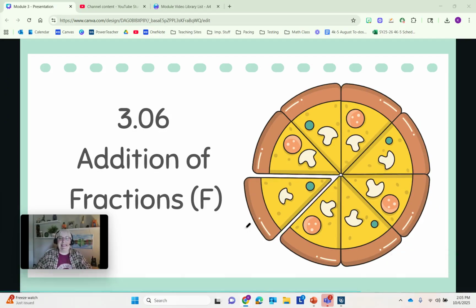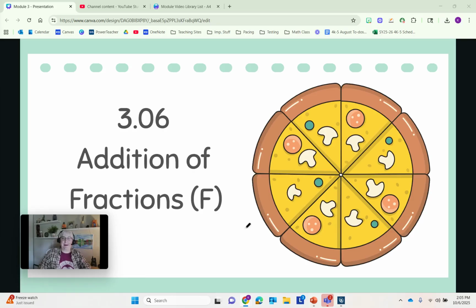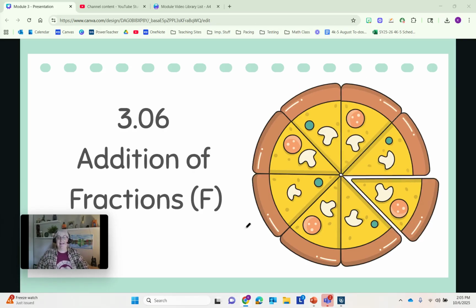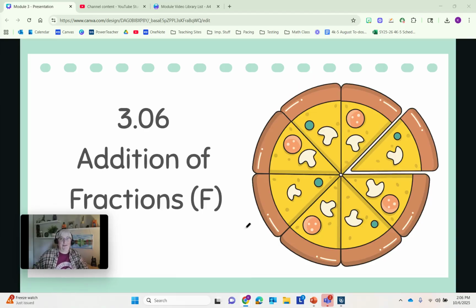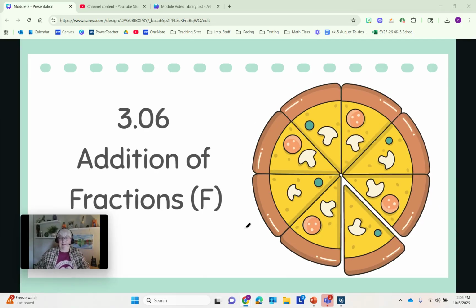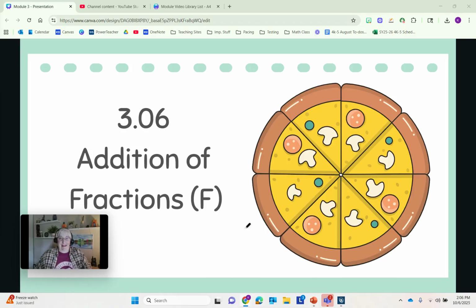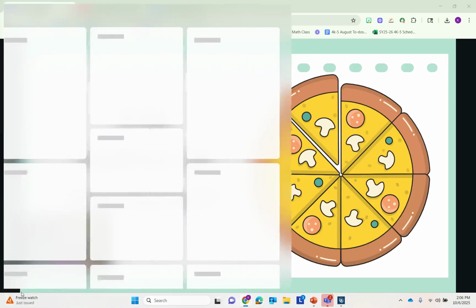Lesson 3.6, Addition of Fractions, Part F. In this lesson, we're going to add three fractions together, all with different denominators or different bottom numbers. Same process applies. We have to find that number that they have in common, create equivalent fractions, and then we can add. Let's take a look.